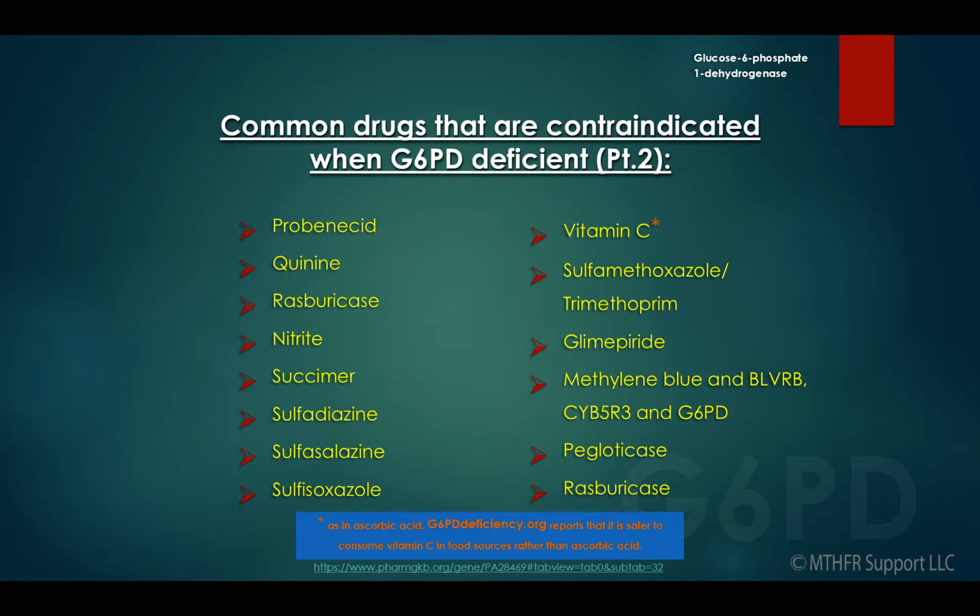G6PDdeficiency.org reports that it is safer to consume vitamin C in food sources rather than ascorbic acid. Sulfamethoxazole, trimethoprim, glimepiride, methylene blue, and LVRB, CYB5R3, and G6PD, pegloticase, rasburicase. Aspirin has also been known to destroy the red blood cells of G6PD deficient individuals.